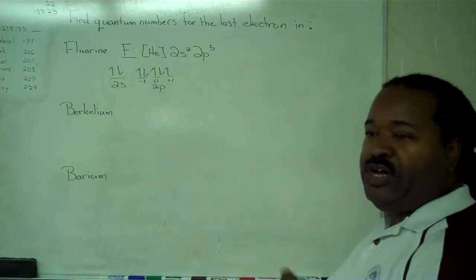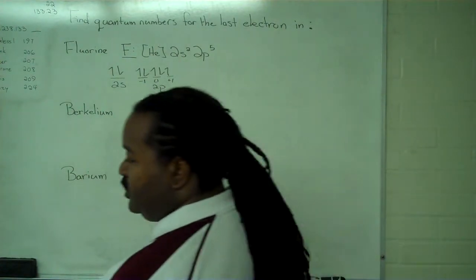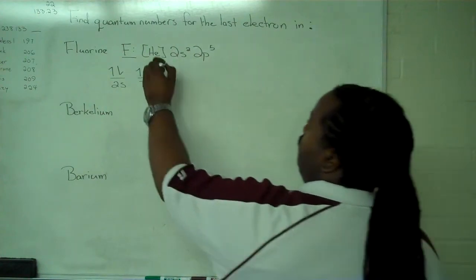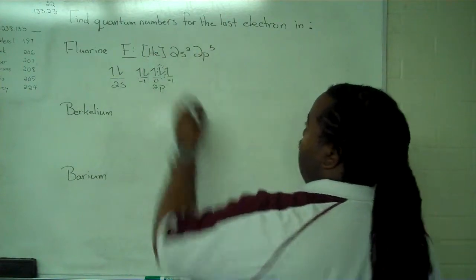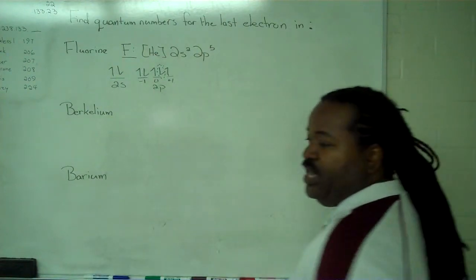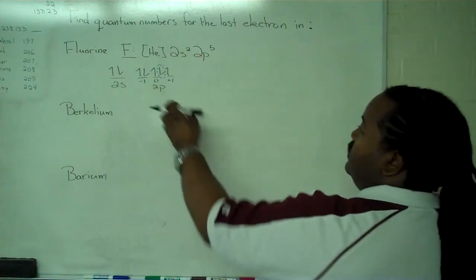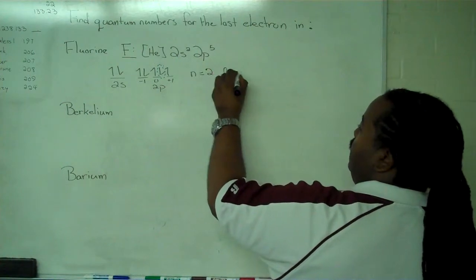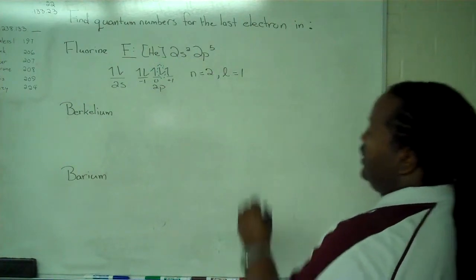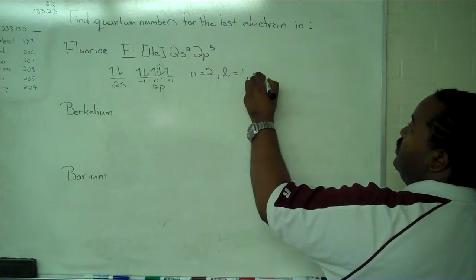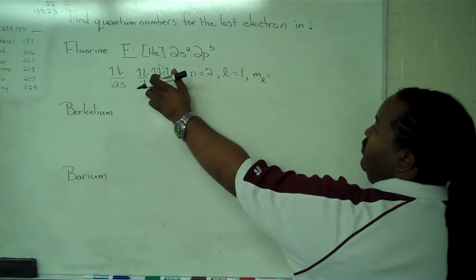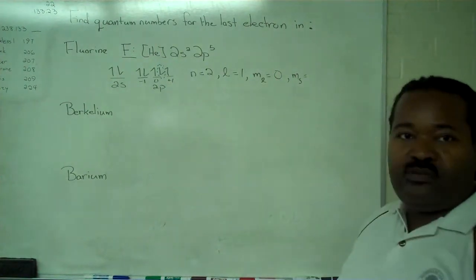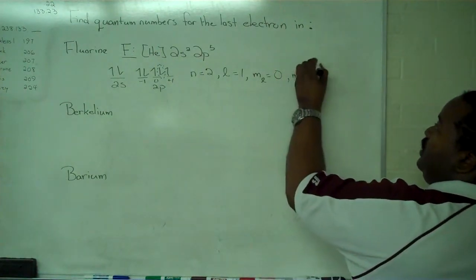It's important to follow the rules for how we fill things in so that you can accurately determine which electron is the last one. It's this guy. So once we have that, we can read off our numbers. 2p tells me that n equals 2 and l equals 1. m sub l, we get that from the actual orbital, which is 0. And m sub s, we get that from the spin. Since it's down, it's negative 1/2.